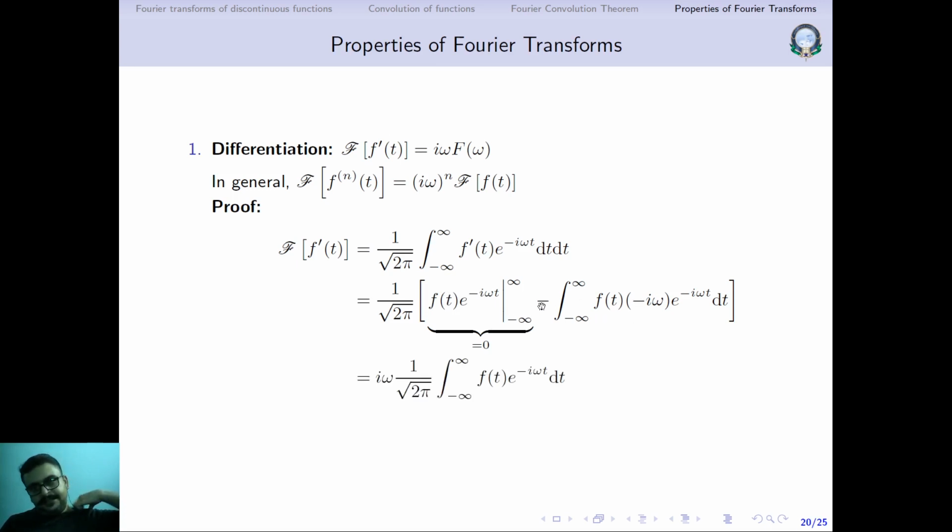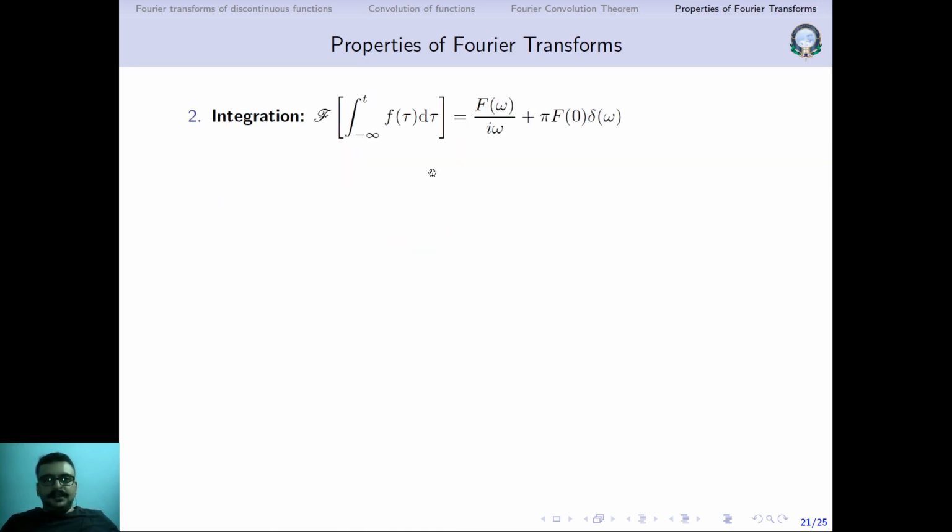This minus and this minus will get cancelled. So we have i omega which will come outside, 1 by root over 2 pi, integral from minus infinity to plus infinity of f of t e to the power minus i omega t dt, and this we immediately recognize as nothing but the Fourier transform of the original function. So this gives us that the Fourier transform of the derivative is equal to i omega times F of omega, and by using the principle of induction you can show that this result also holds good for the nth derivative.